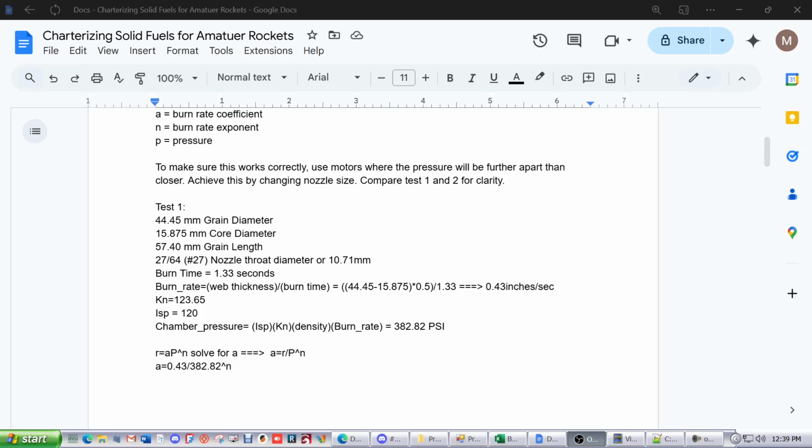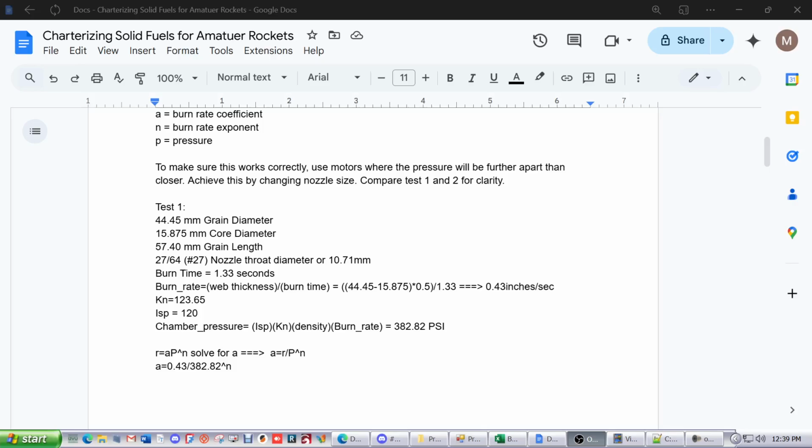Grain diameter, core diameter, grain length, all the stuff that you should know. Nozzle throat diameter. So number 27. Okay, what does number 27 mean? I actually had no idea what this meant. I thought it was like drill bits. Okay, number 19 meant something specific. Like I thought it was the same standard as a number 27 drill bit, but it's not. It just means it's this number divided by 64, or this number times 1 over 64.